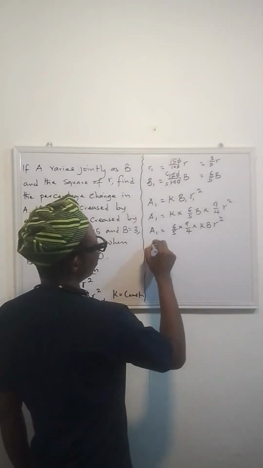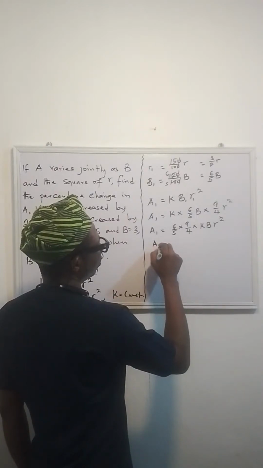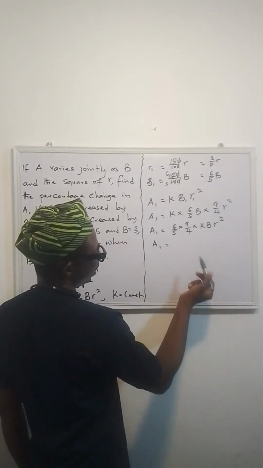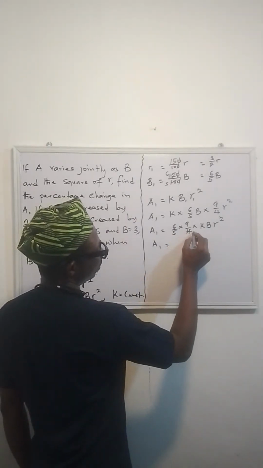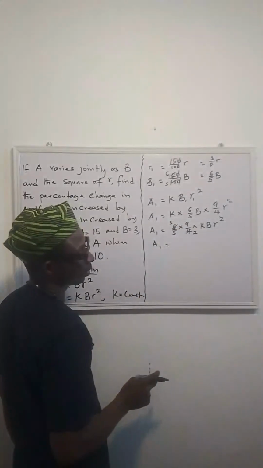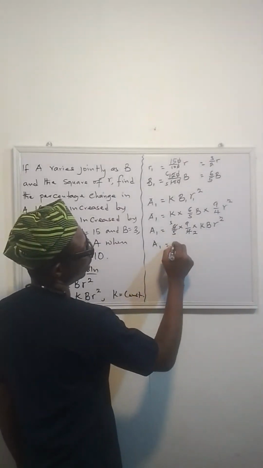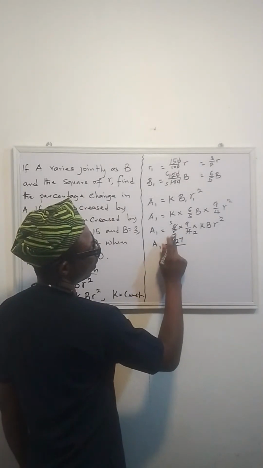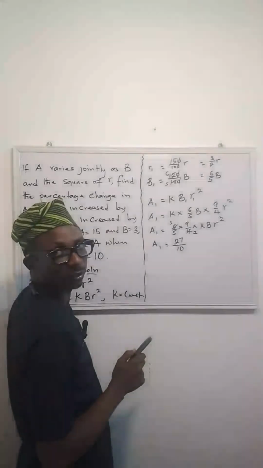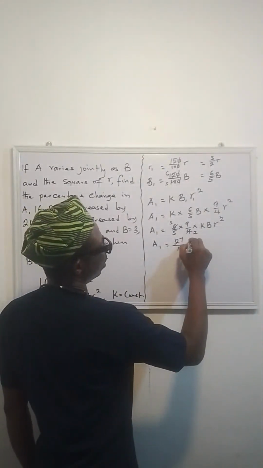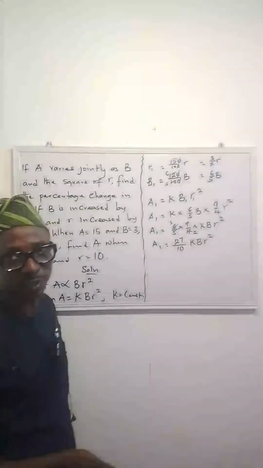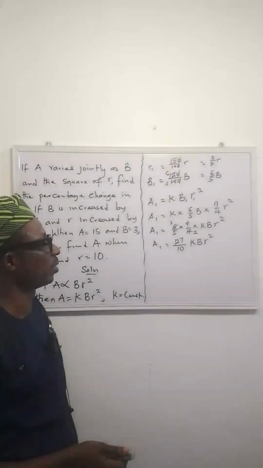So now let's see, we have A1 equals to, now can we reduce? Yes, we can reduce now. 2 goes here is 2. 2 goes here is what? Is 3. Okay, so now when you use this to multiply this, we have 27 over. Now when you use this to multiply this, you have what? You have 10. Okay, so we now have KBR squared.